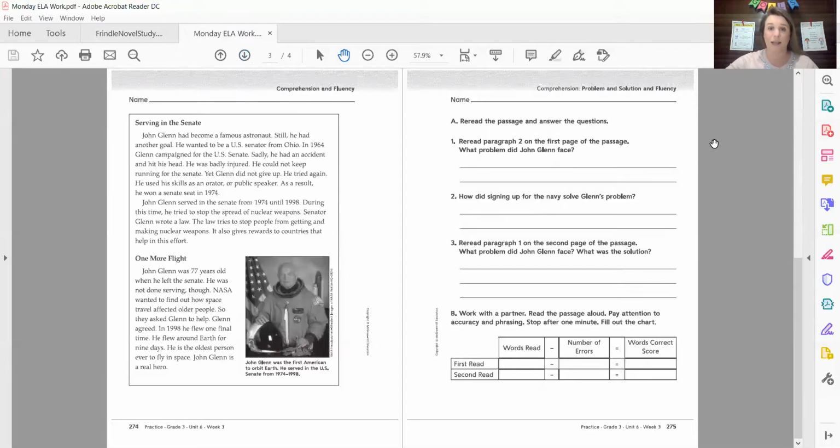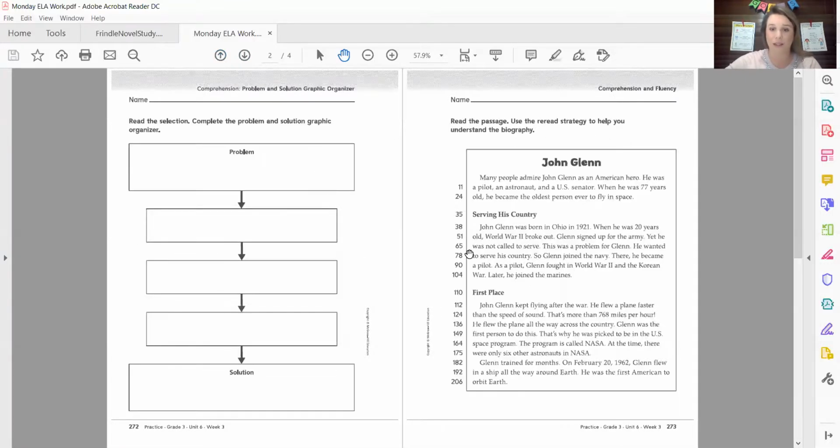Here we go. So you should have read John Glenn. And then I gave you some questions that have to deal with problem and solution. All right, let me get my pen up. The first one, number 1, said, reread paragraph 2 on the first page of the passage. What problem did John Glenn face? Well, over here, this is paragraph 2, because here's 1 and here's 2. So you should have reread this one.